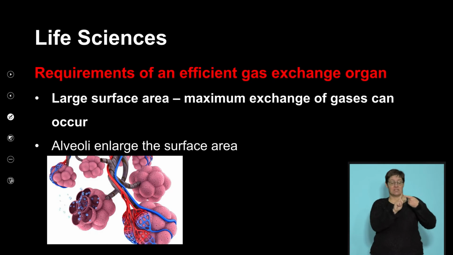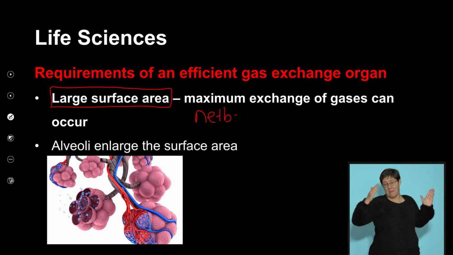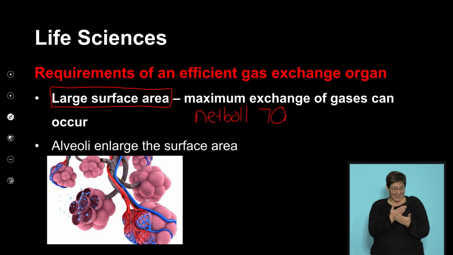Right, the very first one is a large surface area. If I take your lungs and iron them out, guys, I can actually cover a netball field. Your lungs can actually cover 70 square meters of area. They are packed into the small little thorax. You think they're very small, but if I was to lay them down flat, they would actually cover a whole netball field.